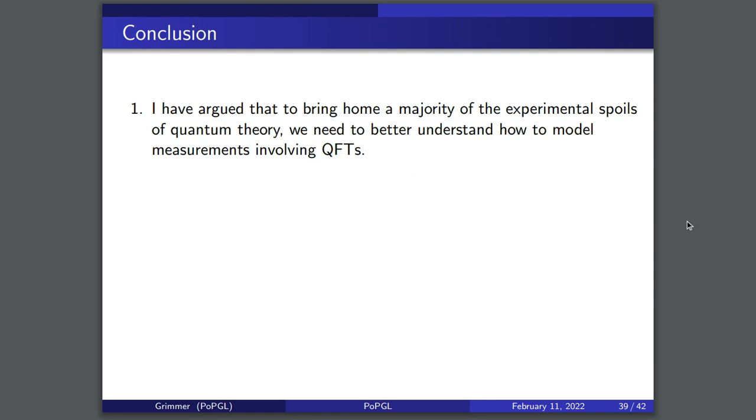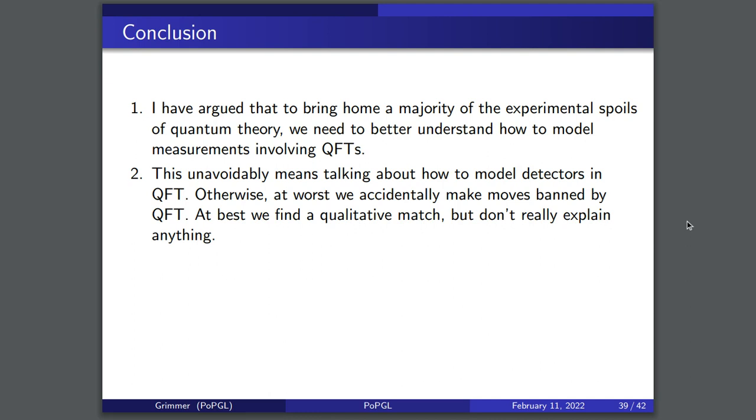So, in conclusion, I've argued that in order to bring home the spoils of experimental success for quantum theory, we need to better understand how to model measurements which involve quantum fields. This unavoidably means we need to talk about how to model detection in QFT. Otherwise, at worst, we're making moves which are banned by QFT and have no real possibility of being supported. Or at best, if we don't make those mathematical blunders, we don't really have an explanation of anything. We haven't explained how our model or our detection system works. We've just identified some analogous or matching object in quantum field theory that we hope it will line up with.